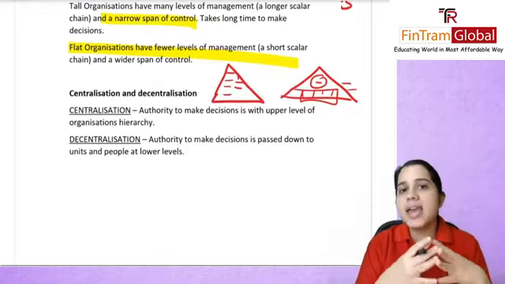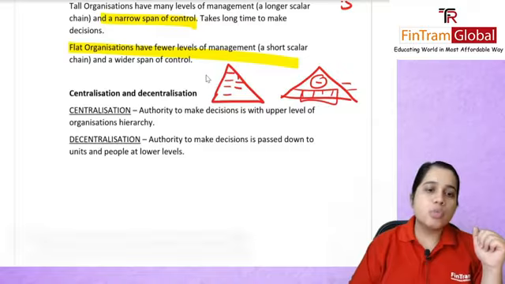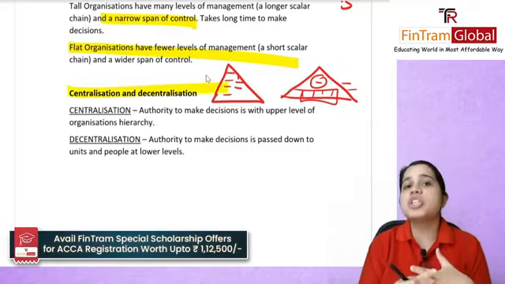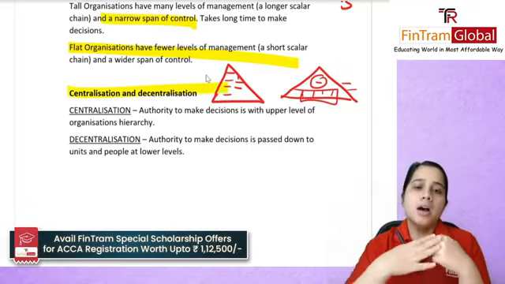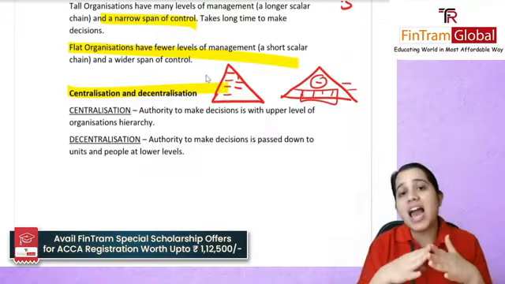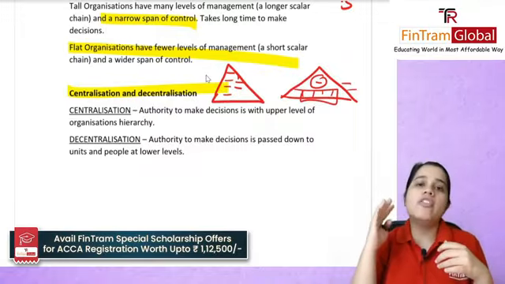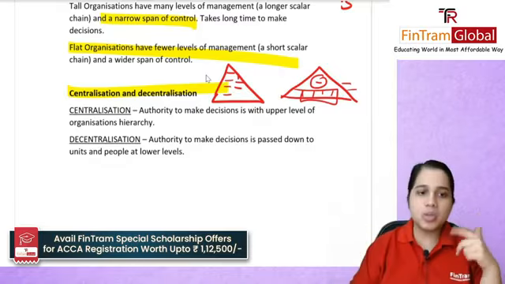Next, centralization and decentralization. What did we study here? That centralization is basically where the authority to make any decision lies with your upper level of management, that is, your senior management.